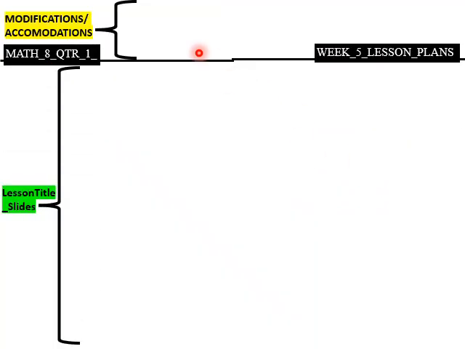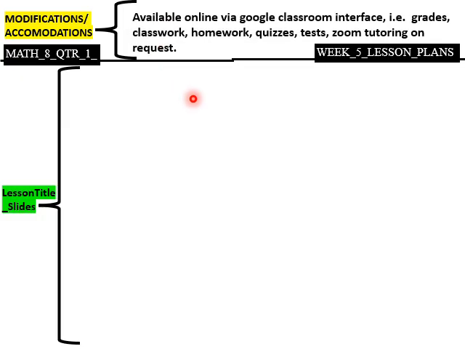And then modifications and accommodations for Week 5, Math 8, Quarter 1, are available online via the Google Classroom interface. That is grades, classwork, homework, quizzes, tests, and Zoom tutoring on request.